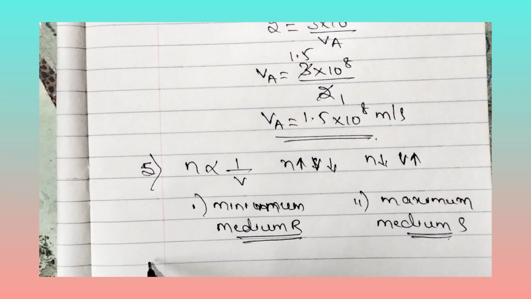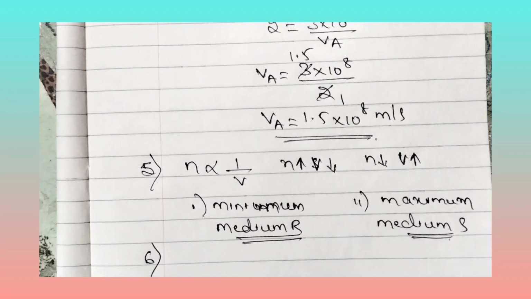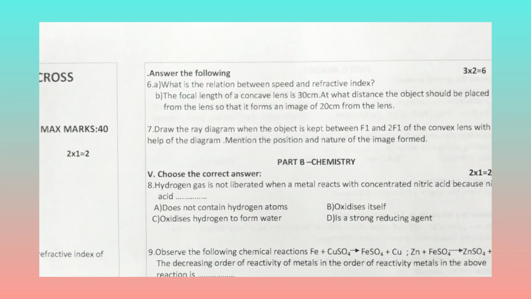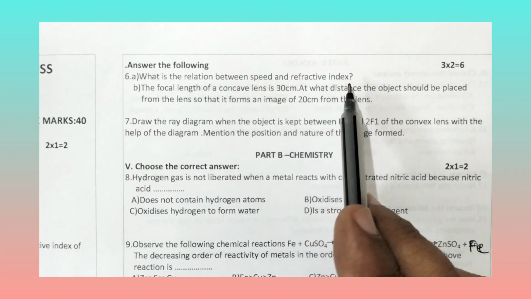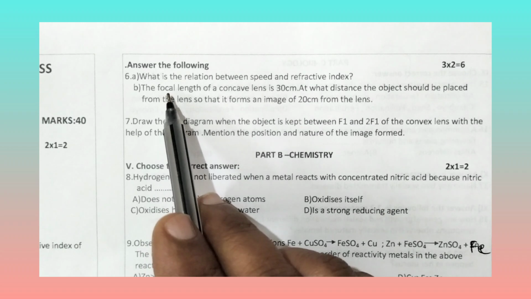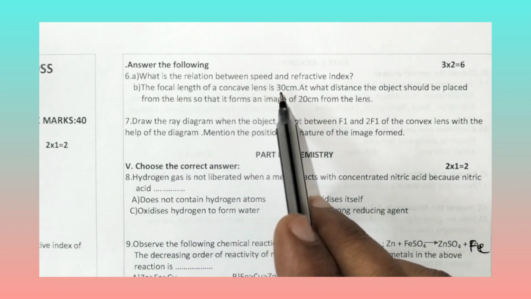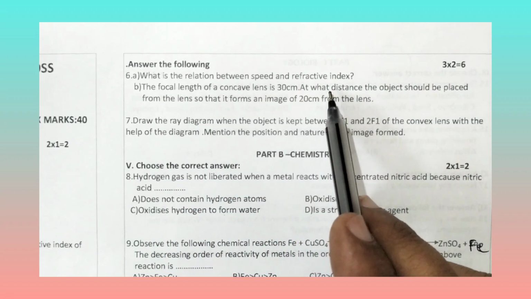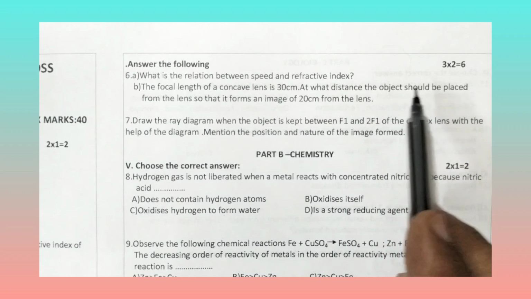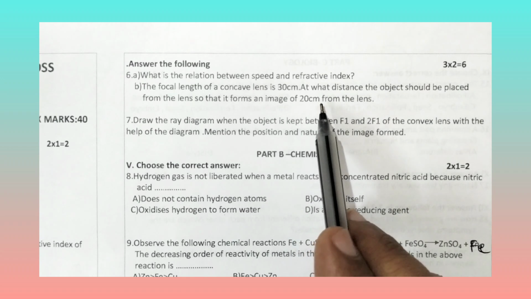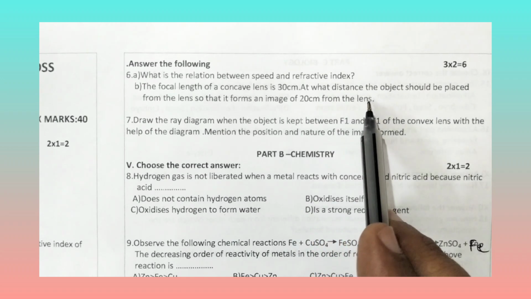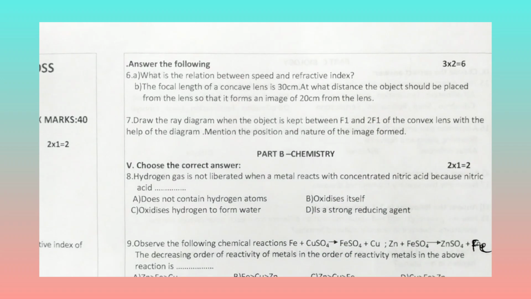Now let us move to the sixth question. So the sixth question is, what is the relation between speed and refractive index? Then the second question: the focal length of the convex lens is 30 centimeter. At what distance should the object be placed from the lens so that it forms an image 20 centimeter from the lens? So now let us answer this question.